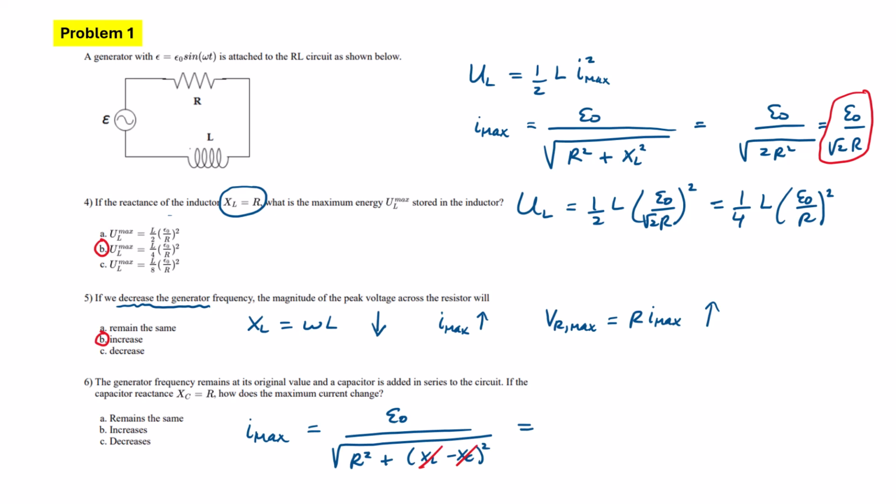So at the end of the day, we're going to get our maximum current, which is the maximum voltage divided by simply the resistance. We can see that this number for I max is bigger than the one we had over here in the previous case. Okay, so the current in this case is going to increase. B is the correct answer for that case. All right, let's go to the next problem.